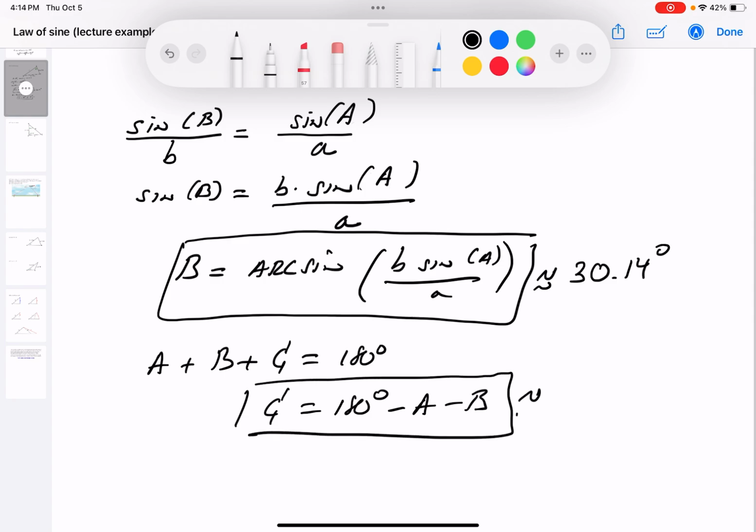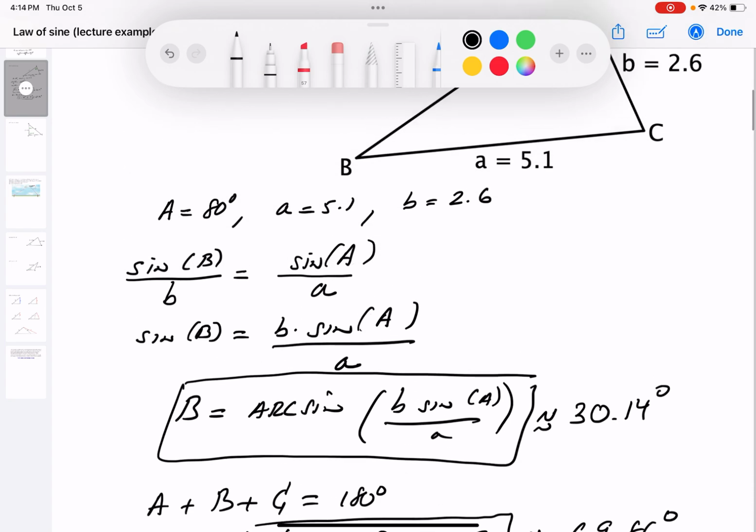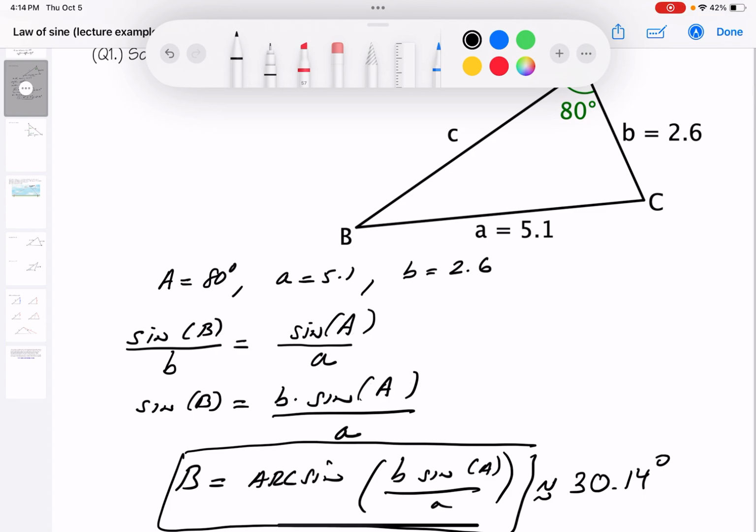I do want to do the approximate for you. Again, you could do it by hand, but you have to get the 30.14 to do that. And if you were to do that, you would get 69.86 degrees, all right? Now, there's something else I need to come up with. I want to tell you what I found so far. I found almost everything except side C.